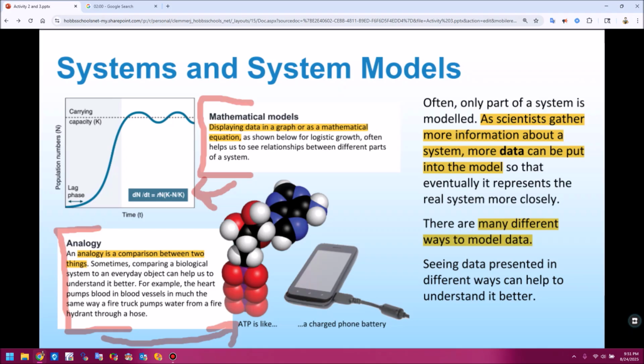Often only a part of a system is modeled. As scientists gather more information about a system, more data can be put into the model so that eventually it represents the real system more closely. There are many different ways to model data. Seeing data represented in different ways can help to understand it better.